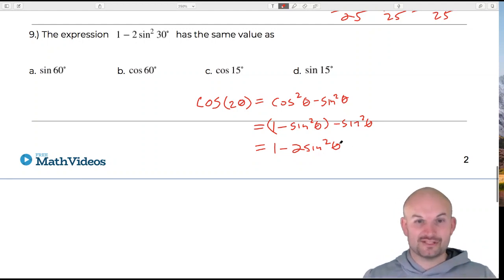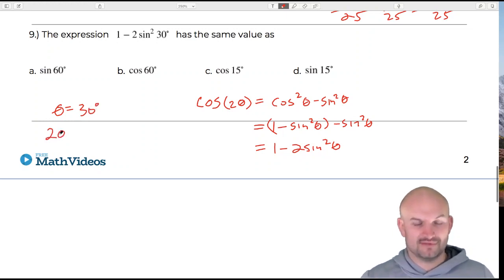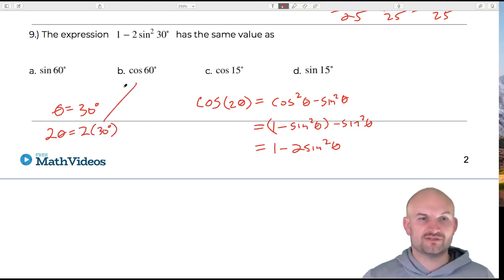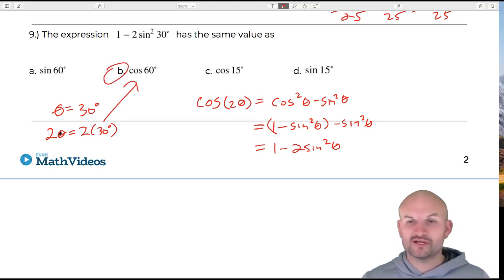So if theta equals 30 degrees, then what is 2 theta? All you're going to do is 2 times 30 degrees, which is going to be cosine of 60 degrees. So there you go, ladies and gentlemen.